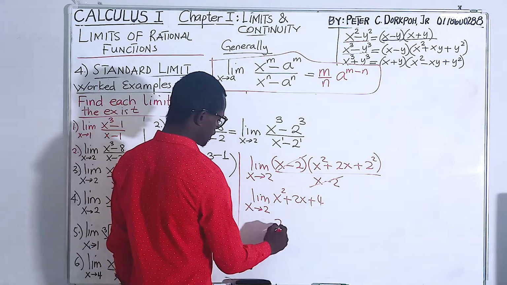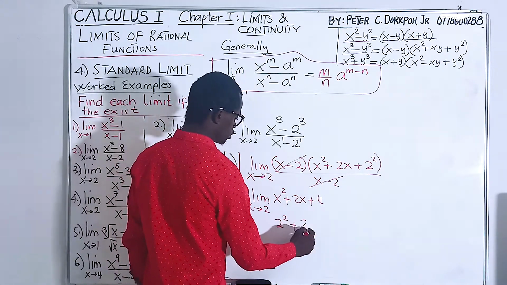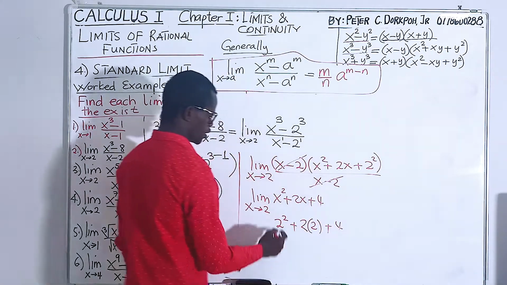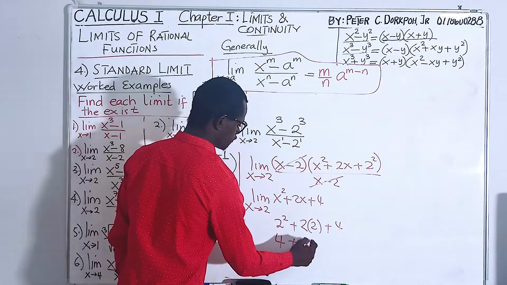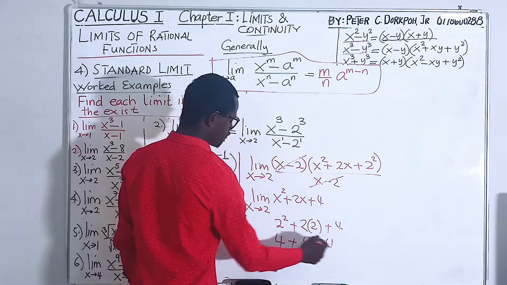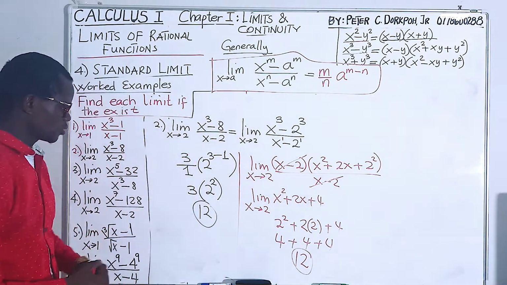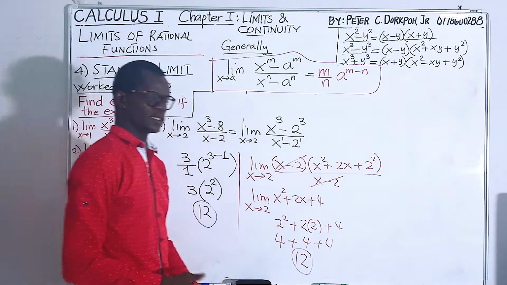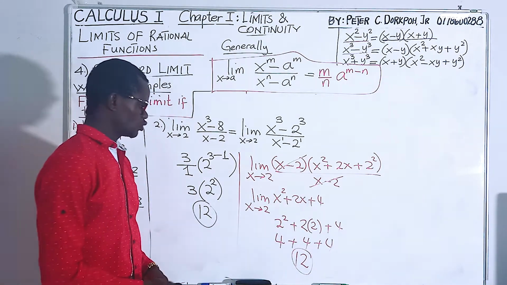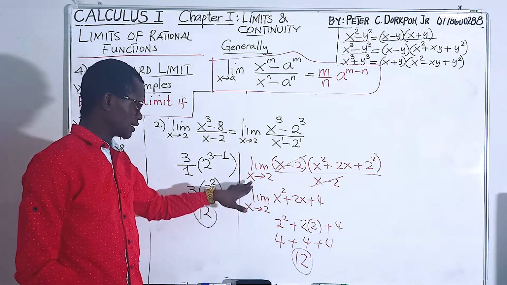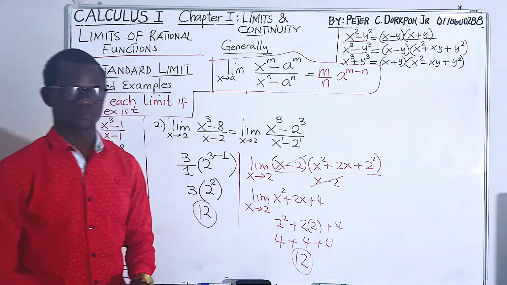So you apply the limit, now you have 2 squared plus 2 times 2 plus 4. So this is 4 plus 4 plus 4. 4 times 3 is 12. That's how we got 12. Because 12 is a real number, 12 is not undefined, the limit exists as x is approaching 2.